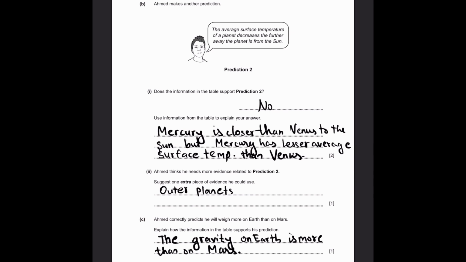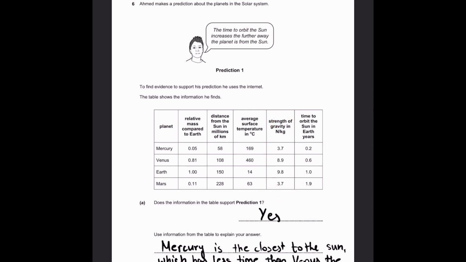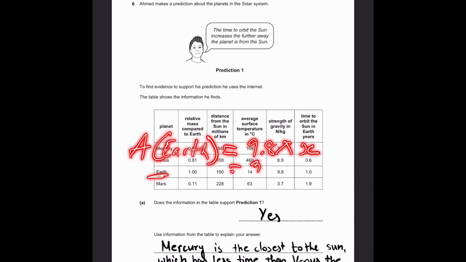So we can go to part C. Ahmed correctly predicts he will weigh more on Earth than on Mars. Explain how the information in the table supports his prediction. Well, we can go back and see the strength of gravity on Earth is 9.8 newtons per kg, and on Mars it's 3.7 newtons per kg. The weight is equal to mass times gravitational pull, or gravity force. Ahmed's weight on Earth will be equal to 9.8 multiplied by x, 9.8x.